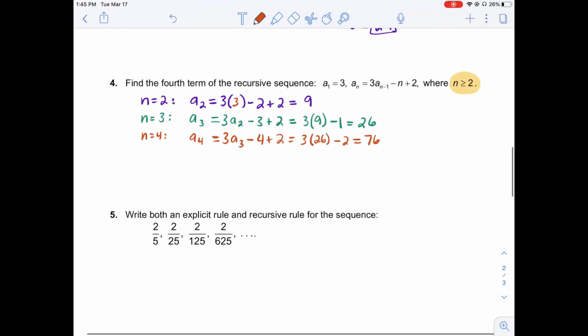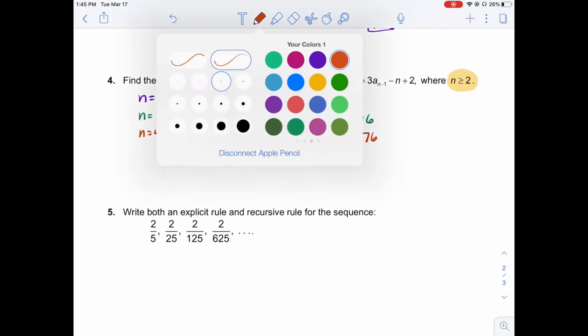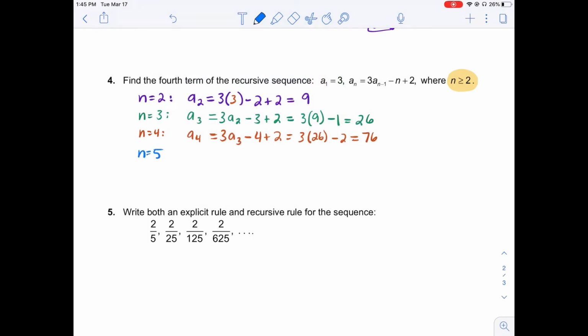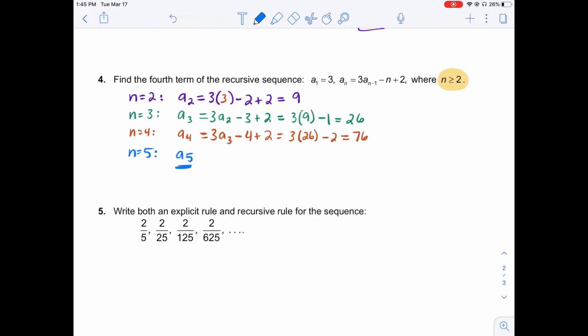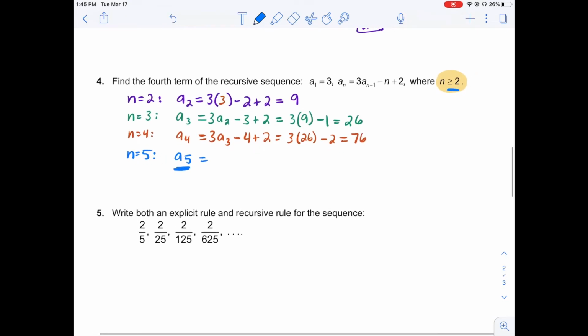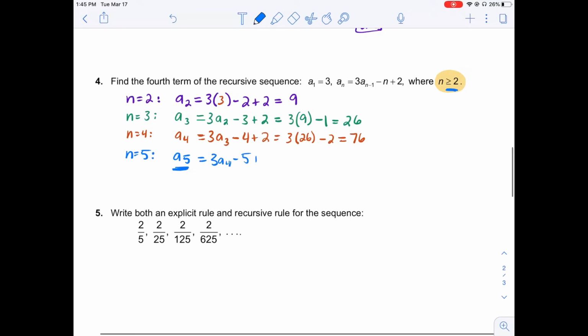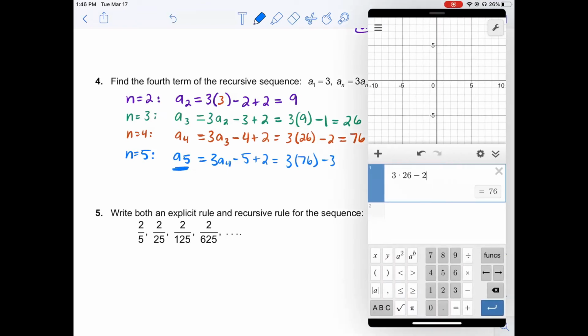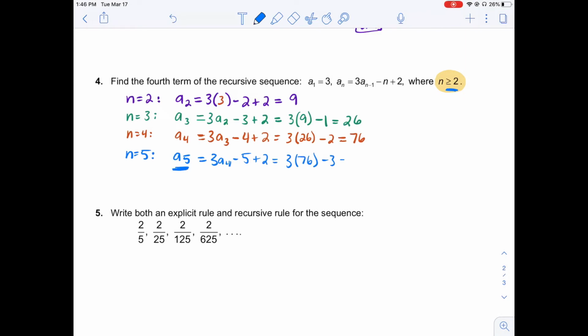Okay. And then next up, we have our last term, our fourth term. Pay attention here, since we're starting on 2, the fourth term is happening when n is equal to 5. That's the fourth number in our list, since we're starting at n equals 2. So that's 3 times a4 minus 5 plus 2, which is 3 times 76 minus 3. Let's see here. 3 times 76 is 228 minus 3 gives us 225. And that would be our final answer.